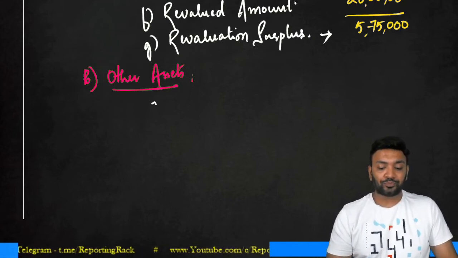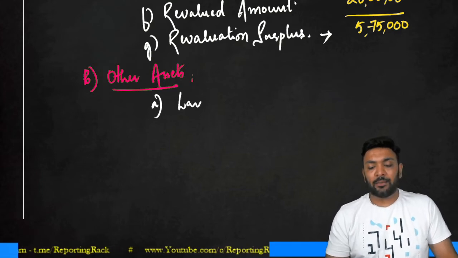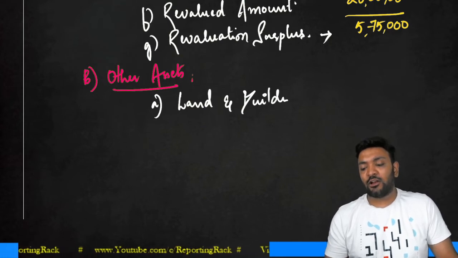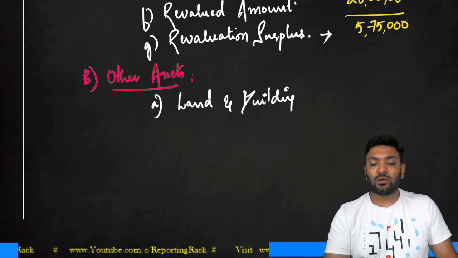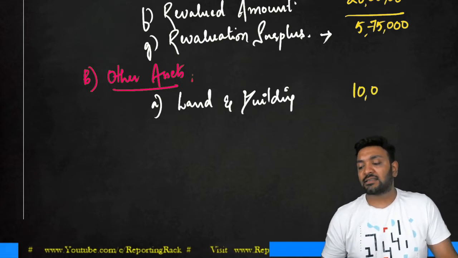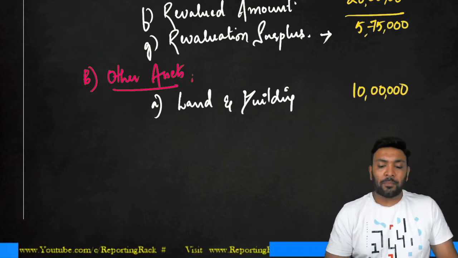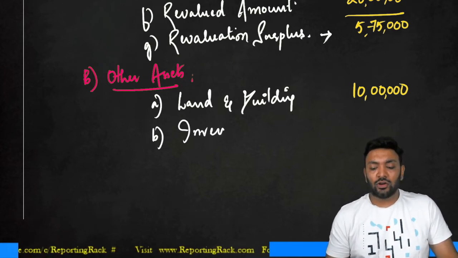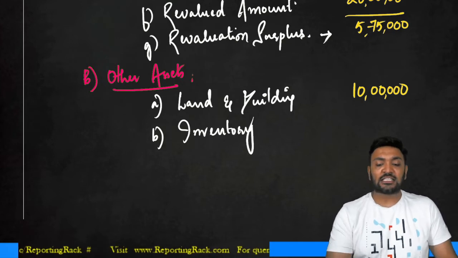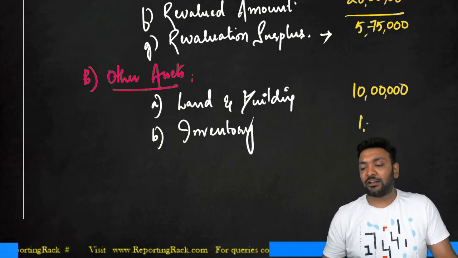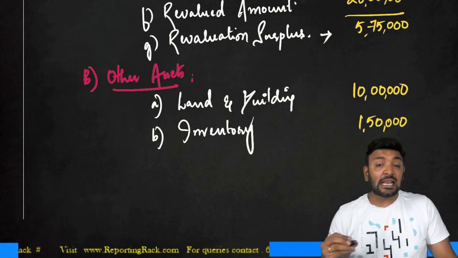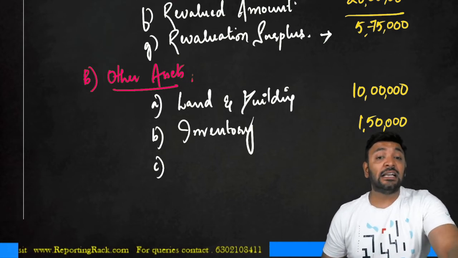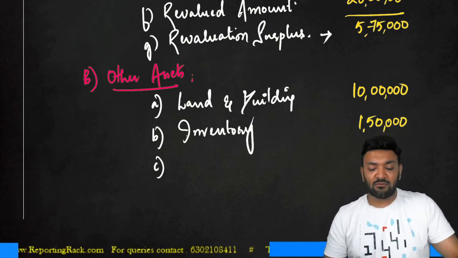First one, land and building. Increase in fair value of the asset leads to a revaluation surplus of 10 lakhs. Part B, revaluation of inventory should also lead to a revaluation surplus of 1,00,000. But there is a liability also which is upward revalued, which will result in a revaluation deficit, which is trade payables by 1,00,000.